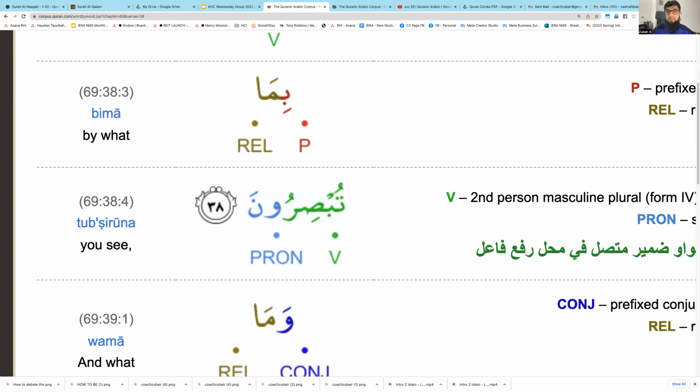Okay. I see someone's hand is raised. Who is that? I just have a question about the word tubsirun, right? So there's a dhamma on the ta, which indicates that it should be majhul, so it should be passive. But then we see the translation and it says you see instead of, you know, you have been seen by someone else, right? So I'm just wondering how come that's the case.